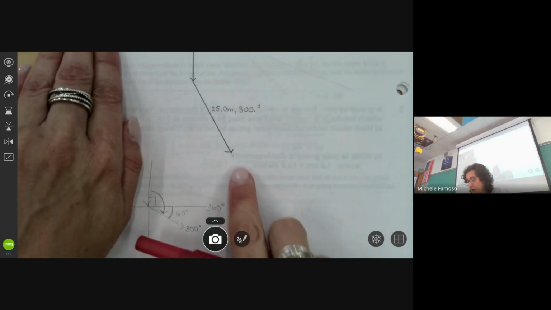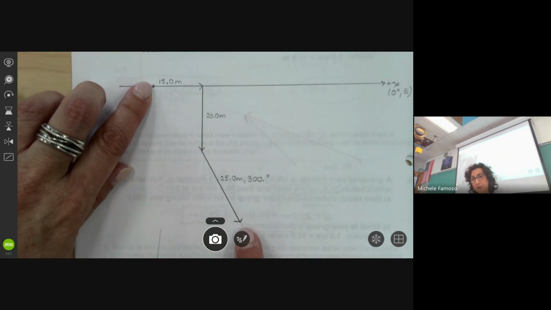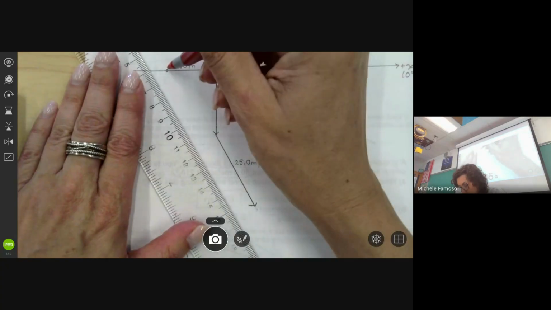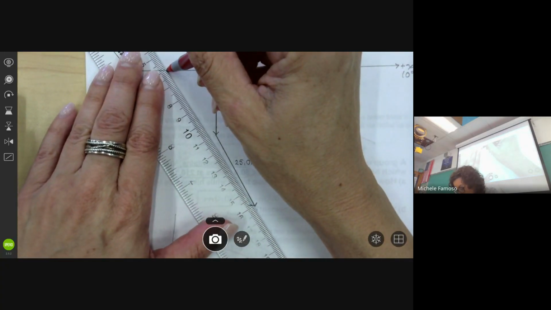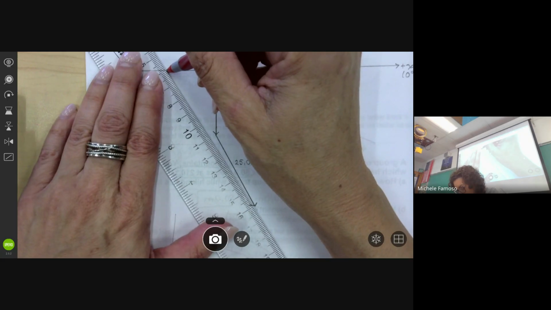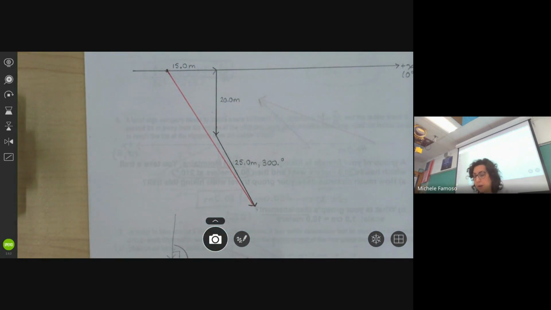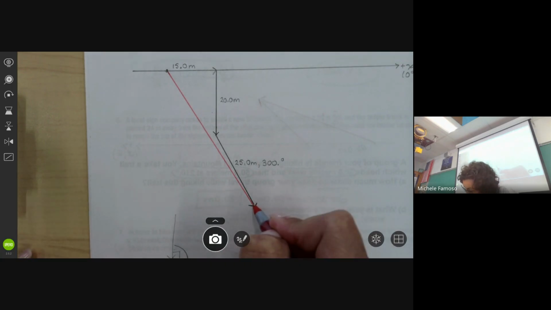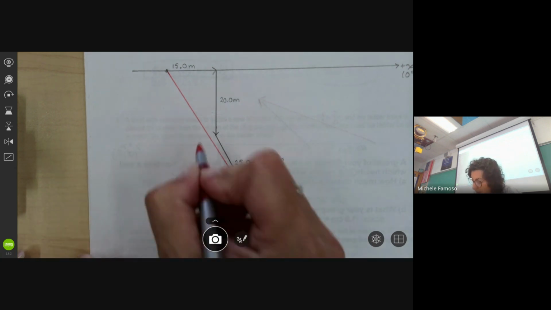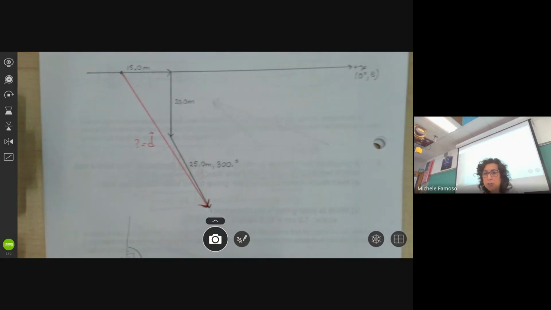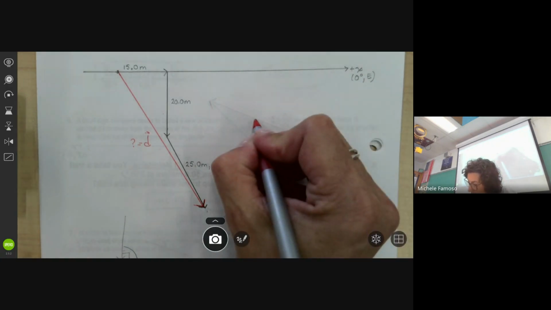Next step is to draw in the displacement, which gets us from the start to the end point. So you're going to connect those with your ruler. Connect your starting point and your ending point with your ruler. That line segment. The grizzly bear ended up here, so we put an arrowhead at that ending point. This is the displacement that we're looking for. We need its magnitude and its direction.